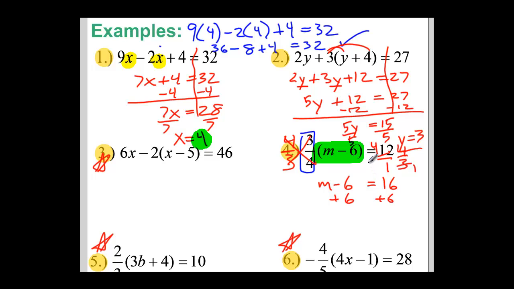So add 6 to both sides. Again, there's my division line. And m is equal to, what's that, 22. Okay. So real good example of what we're looking at here. Okay, so now would be a good time to pause. Why don't you go ahead and try these 3 examples, and we'll take a look at those.